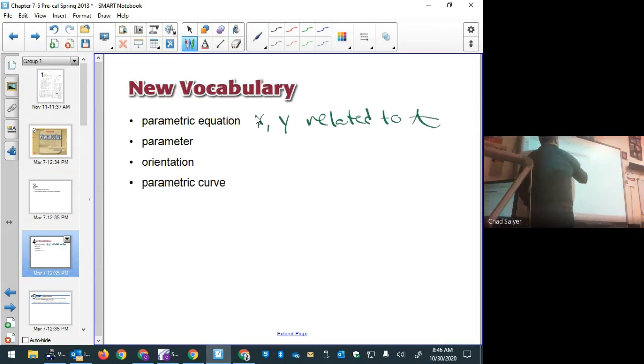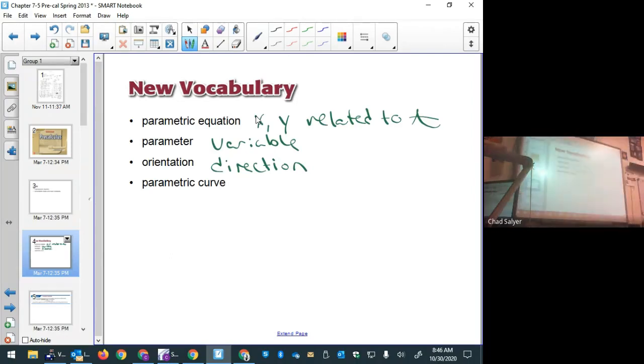Parameter, is this a variable? Orientation is the direction. So with respect to an xy curve, direction is not specified. But with a parametric curve, it will have a certain direction. So we're going to have to put little arrows on the graph to indicate that. I'll show you how that's usually done. And a parametric curve is just a graph of a parametric equation.